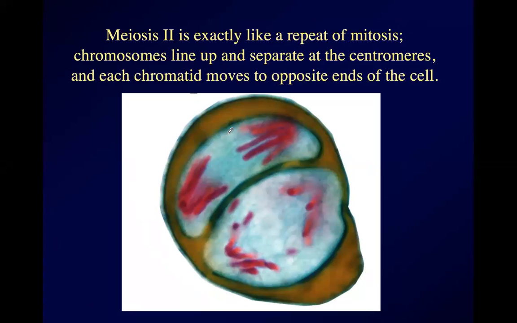And then we go into meiosis 2, the second division of meiosis. And this works exactly like mitosis does. The chromosomes line up and they separate at the centromeres, and each chromatid moves to opposite ends of the cell. So there we have 2 cells that are caught in the act of meiosis 2. This looks like it's anaphase 2.